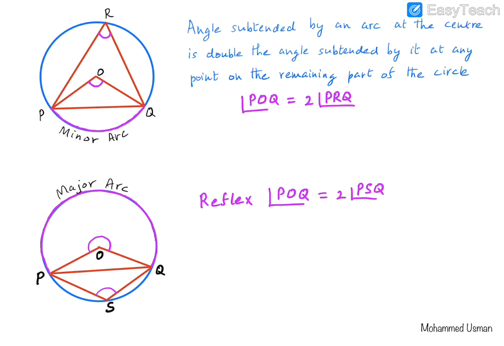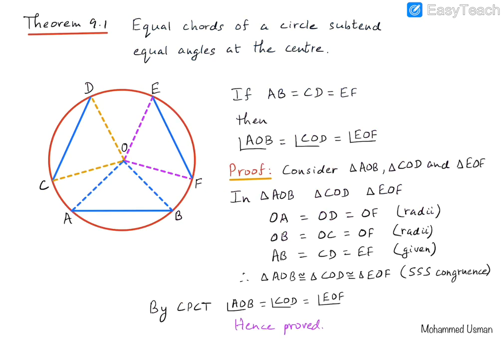Now let us look at the first theorem in this chapter, and the theorem states that equal chords of a circle subtend equal angles at the center. That means if we have multiple chords inside the circle, and if the lengths of those chords are equal, then the angle subtended at the center will also be equal by each of those chords. So for example, in this figure here, we have 3 chords. The first chord is AB. We have a chord CD, and we have a chord EF.